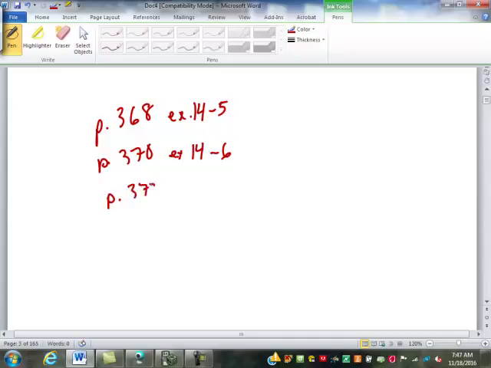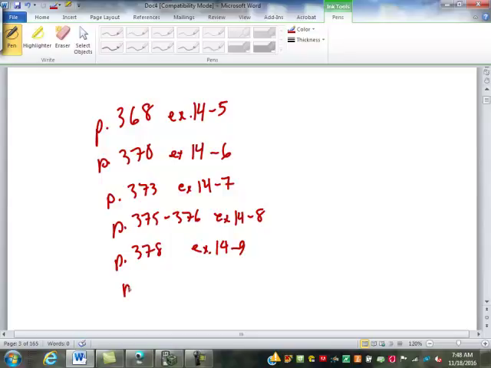Page 373, exercise 14-7, page 375 through 376, exercise 14-8, page 378, exercise 14-9, and only one more, I promise, page 380, exercise 14-10.